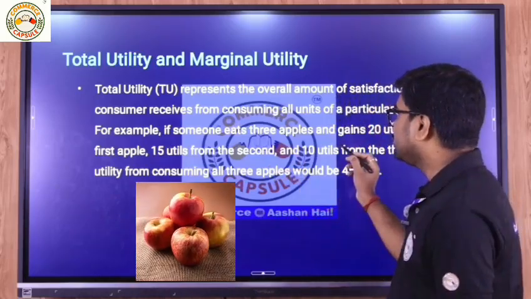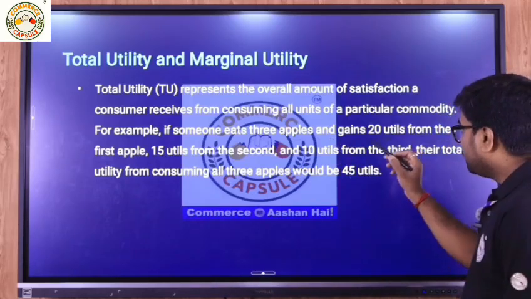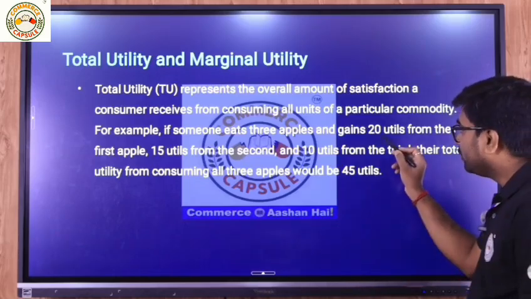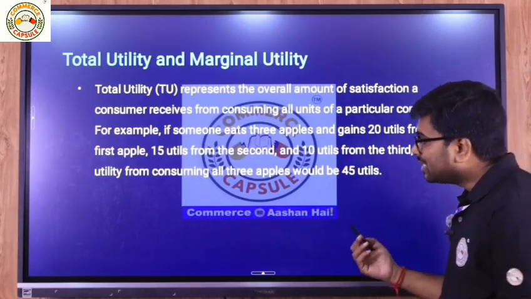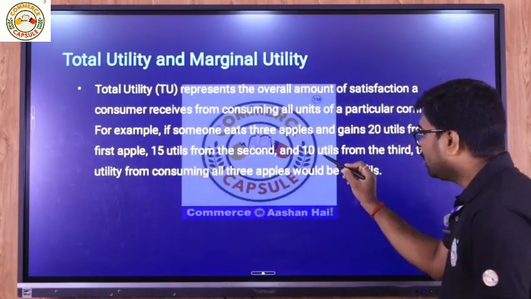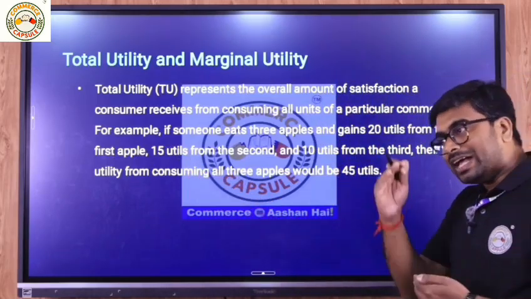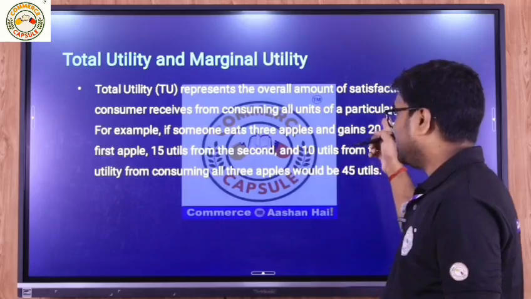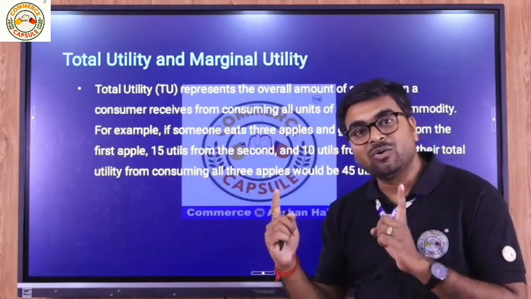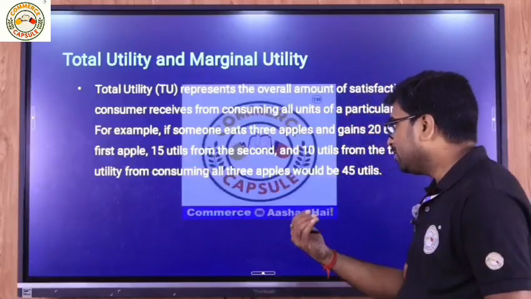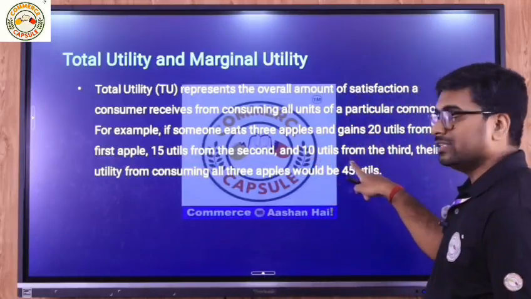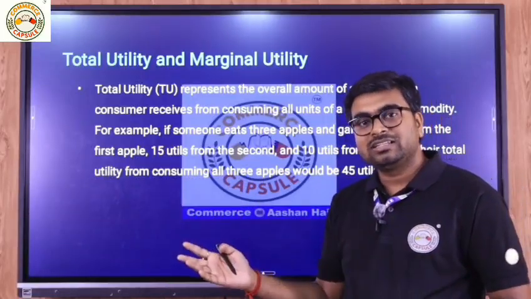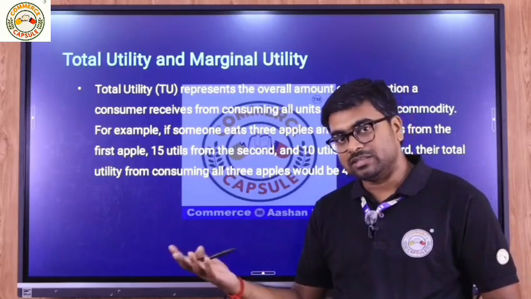Suppose we are consuming apples, and for different units of apples we are receiving different amounts of utility. For the first unit maybe we are getting 20 utils of utility, for the second that is 15, for the third that is 10. So if we add these three different units, from the first unit that was 20, for the second that is 15, so as a whole the total is 35. Again for the third unit we will receive 10 utils, so the total amount will be 45. So in this way, you can easily calculate the total utility measurement.